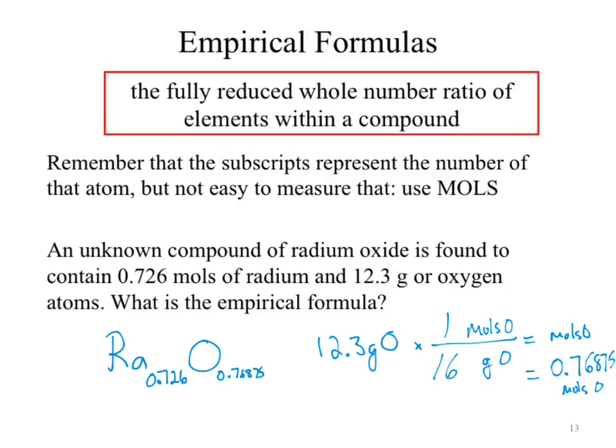What were you going to ask? I was going to ask about sig figs. We'll worry about sig figs here in a second. How do we get the smallest whole number ratio between these two species?